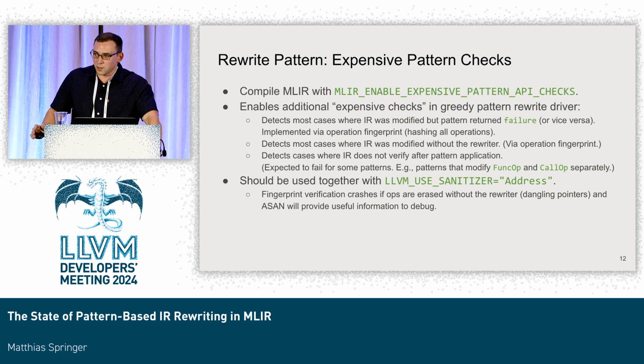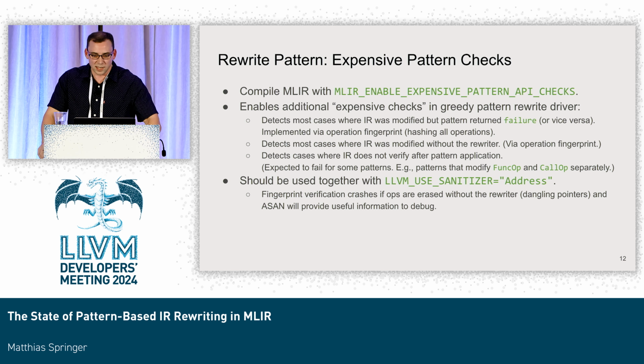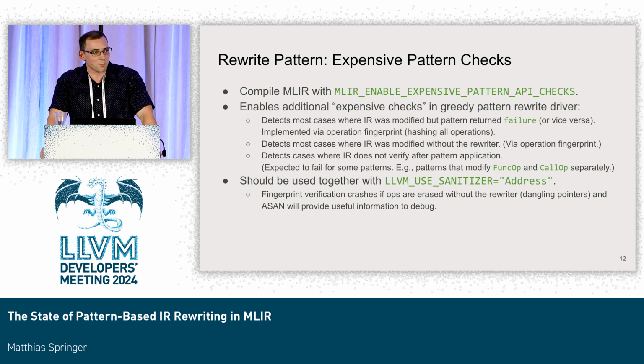To catch these kinds of things, we have a new CMake flag called MLIR_ENABLE_EXPENSIVE_PATTERN_API_CHECKS. It will look for cases where you modified the IR but returned failure. It will also check if the IR verifies after every pattern application. We also check that you go through the rewriter, although we don't detect all cases, but we detect most of them.